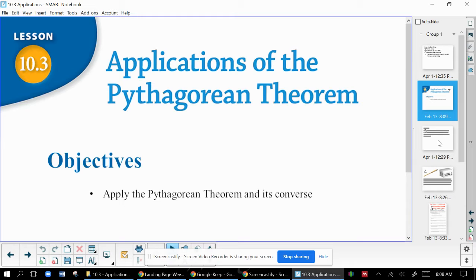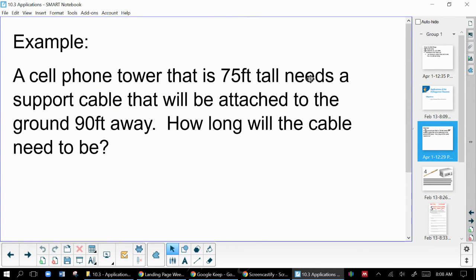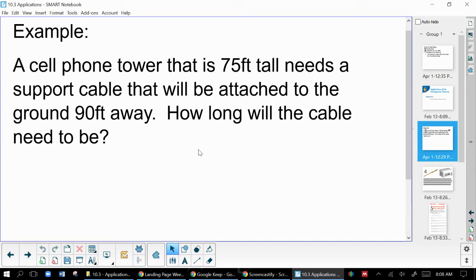So just as a couple of examples here, one quick example, we're going to have a situation like this. A cell phone tower that is 75 feet tall needs a support cable that will be attached to the ground 90 feet away. How long will the cable need to be? In this case, keep in mind we are using the Pythagorean theorem here. So it's going to involve a right triangle. You're going to be using the Pythagorean theorem.